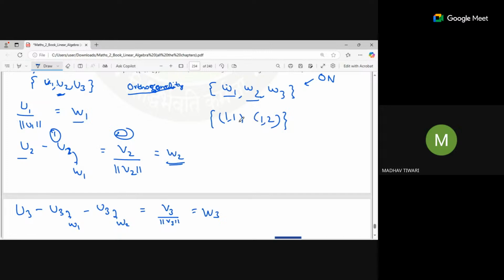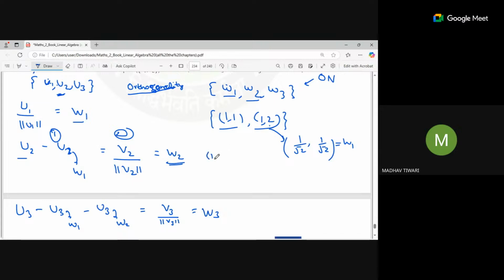So how will I convert? Firstly, I will take my first vector and divide it by its norm. On dividing it by its norm, it will be 1 by root 2, 1 by root 2. Right? This is my W1 now. Now I will take my second vector and find its projection on this one.